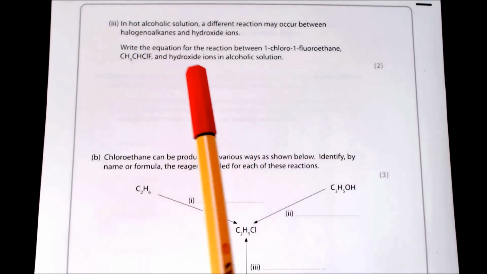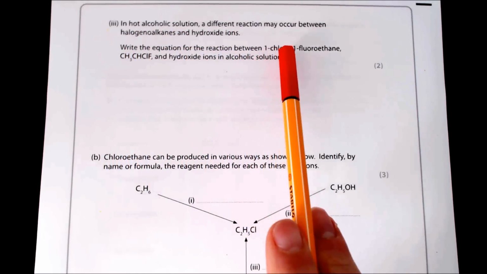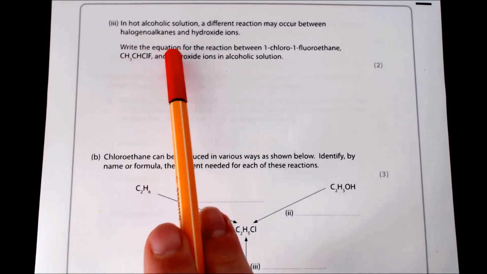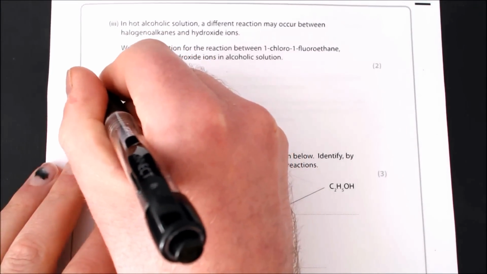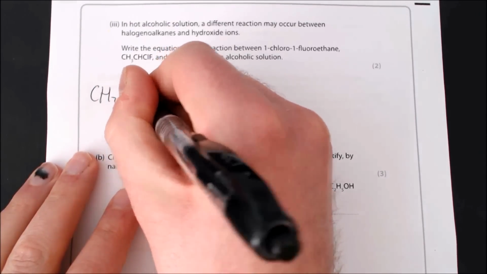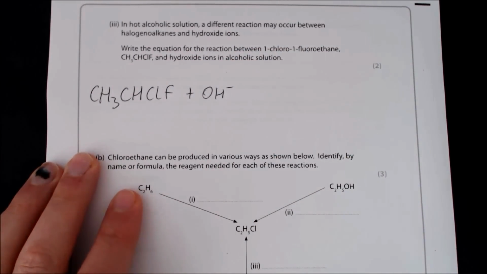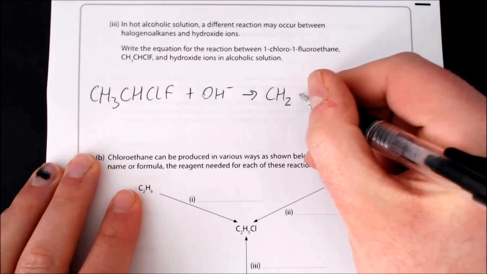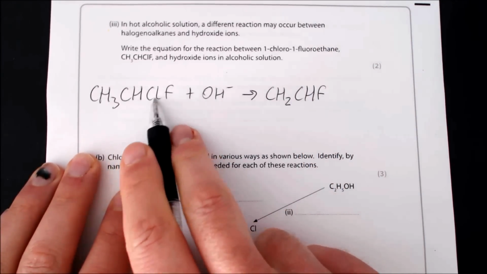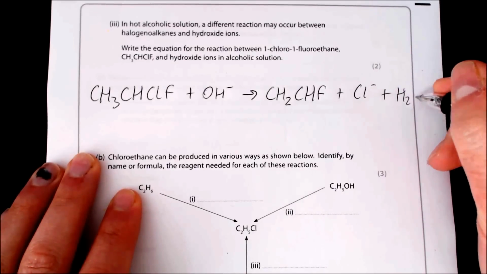Okay, right, so it says in hot alcoholic solution, a different reaction may occur between halogenoalkanes and hydroxide ions. Write the equation for the reaction between 1-chloro-1-fluoroethane, CH3CHClF, and hydroxide ions in alcoholic solution. Right, so this is an alcoholic solution. So we're going to write that equation there. So this is going to be CH3CHClF. React that with the hydroxide ions. You could put sodium hydroxide there instead if you like. And this is going to produce your CH2CHF because the chlorine has been cleaved, Cl minus, and then obviously you're going to produce water as well, which is H2O.